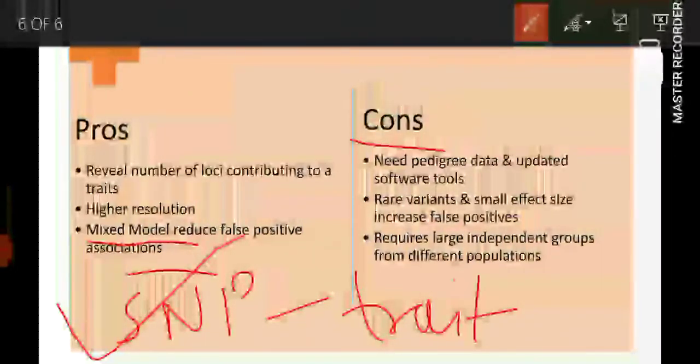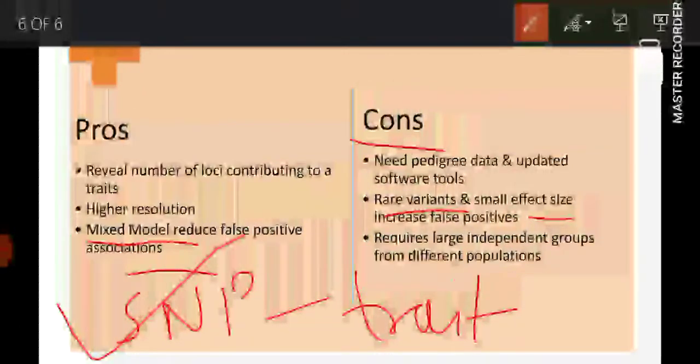In the cons, the GWAS analysis needs pedigree data and updated software tools. As it is based on statistical analysis, you should have knowledge of statistics before doing this analysis. Rare variants and small effect sizes increase the false positives. Rare variant means that in a population of 10,000, if a particular individual is showing disease resistance, then there is a chance of getting a false positive association.